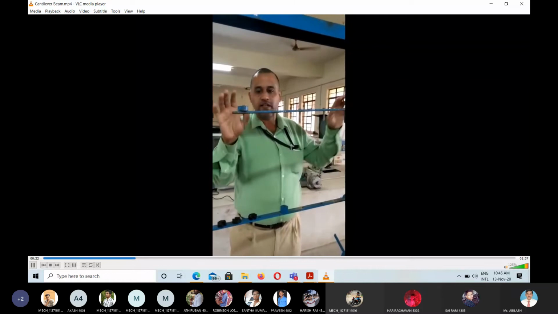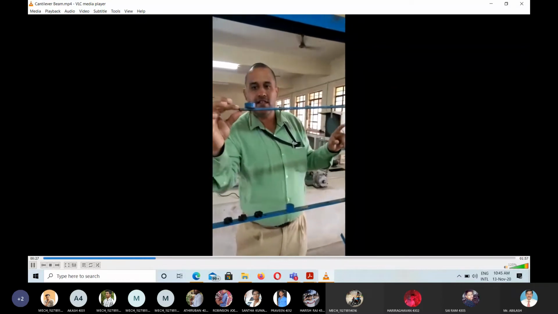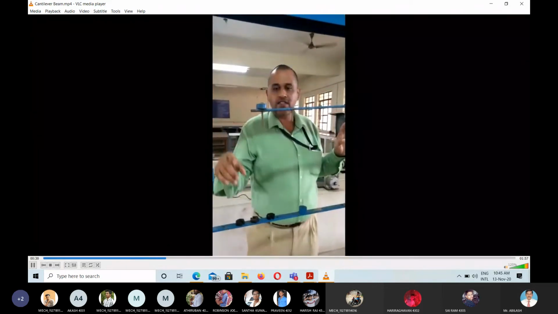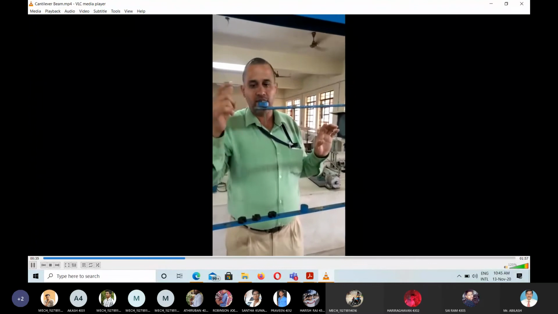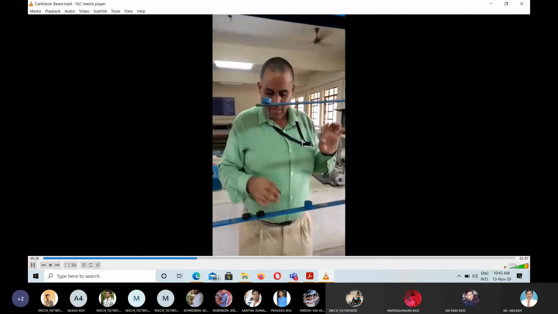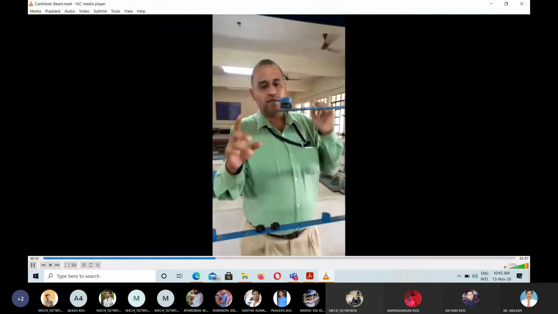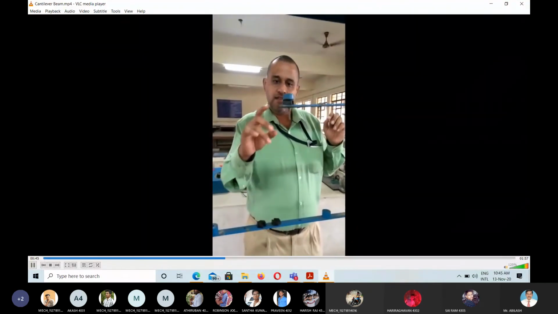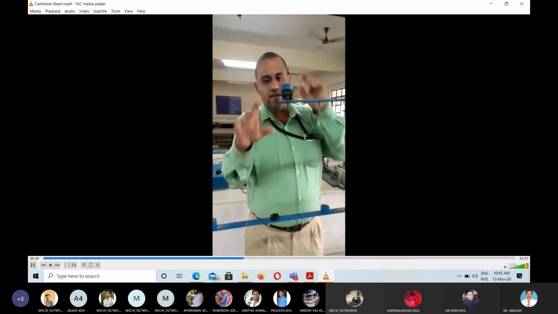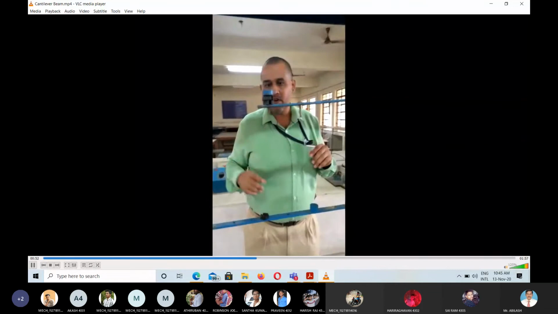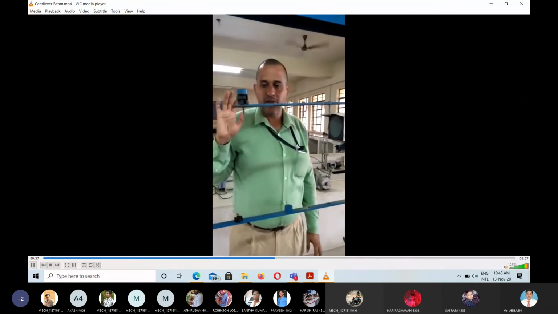Observation of this experiment: you need to measure the length, breadth, and thickness. First, I am adding a 100 gram weight and I am going to take the time taken for 10 oscillations. Next, incrementally I am going to add the weight and again perform the experiment. With the help of a stopwatch, I am going to take the time taken for 10 oscillations. This is the experiment.